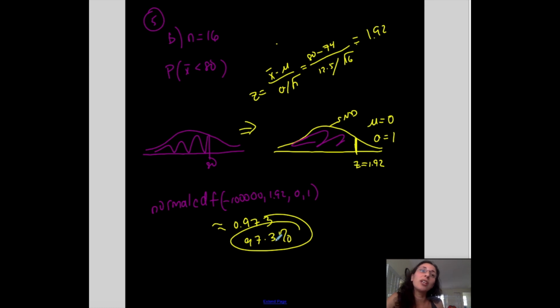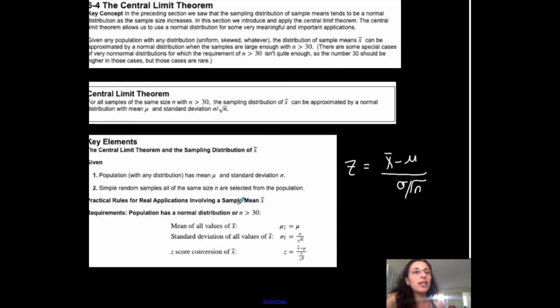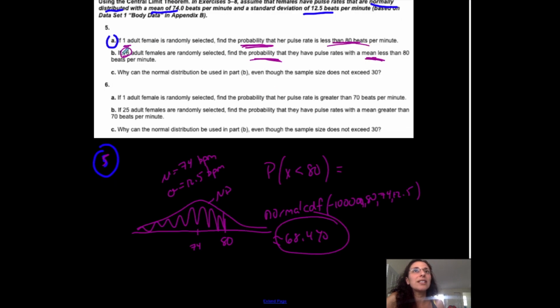Which makes sense, right? I would imagine it would be a large percentage. I'm to the right of the center, so it should be greater than 50%. Make sure the percent makes sense to your situation. So again, if I'm selecting 1, that's fine. I use the same stuff that I'm used to. But if I'm selecting more than 1, now the central limit theorem applies, and that group has to be greater than 30 if I'm not already normally distributed. If I'm already normally distributed, I can select any sample I want, which is why 16 was okay.